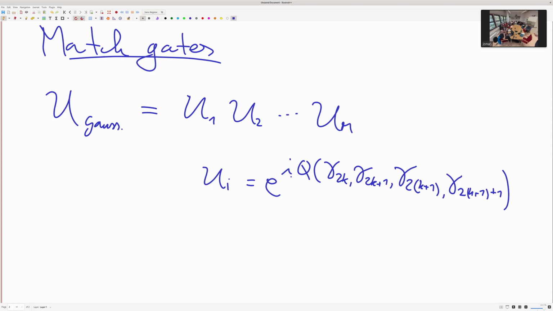You should believe me that it's possible to decompose any Gaussian unitary in this way. This follows essentially from the fact that you can do this decomposition for orthogonal matrices, and we saw last time that this is essentially a group representation of orthogonal matrices. So if you can do it for orthogonal matrices, you can also do it for these. And from the point of view of orthogonal matrices, this is related to these Givens rotations, the fact that you can decompose it in this way.